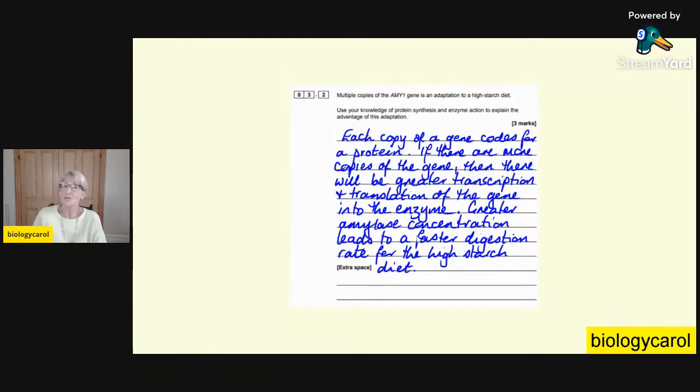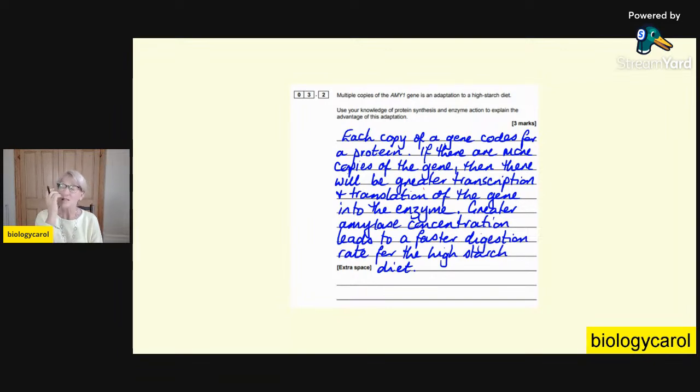Each copy of a gene codes for a protein. If there are more copies of the gene, then there will be greater transcription. If you only got one copy, there's one lot of transcription going on. If you've got two lots, transcription can be happening at the same time, multiplied. So there will be greater transcription and translation of the gene into the enzyme.